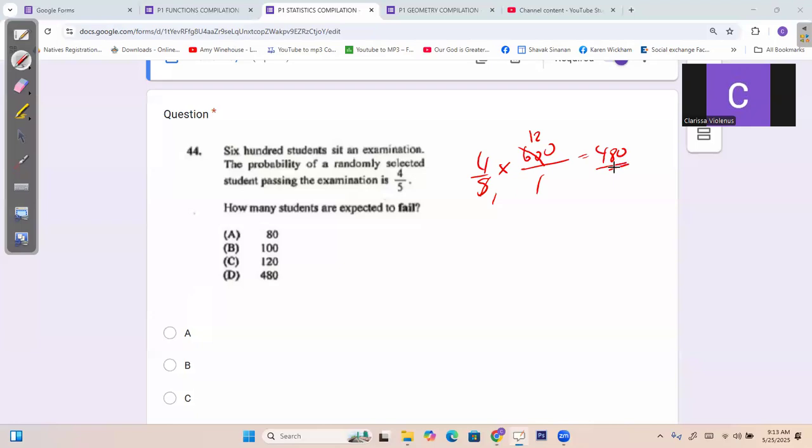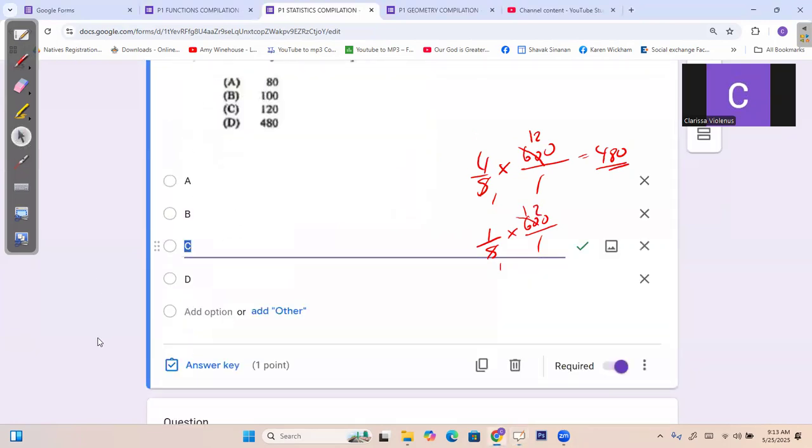So you could even just find 1/5 of the 600 one time, and that will give us the 120. So your answer is C. You could find the 480 and subtract from the 600, but that's more work. You could just subtract 4/5 from a whole, and that will give you 1/5, and you just find 1/5, which would be the failing.